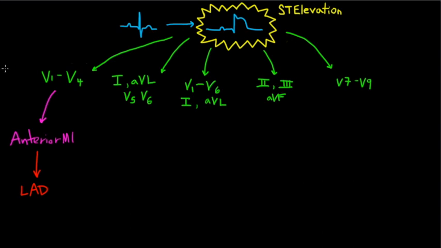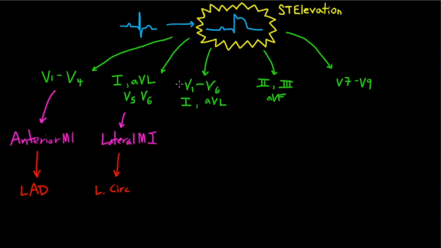All right, now what about if you saw ST elevation in lead 1, AVL, and V5 and V6? What territory is that? That's lateral wall. So that person could be having a lateral MI. If you saw that, what do you suspect would be the vessel? I'd say probably the left circ. That'd be a good guess, the left circumflex.